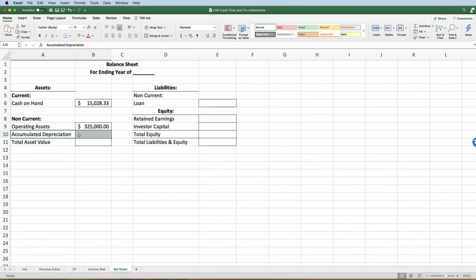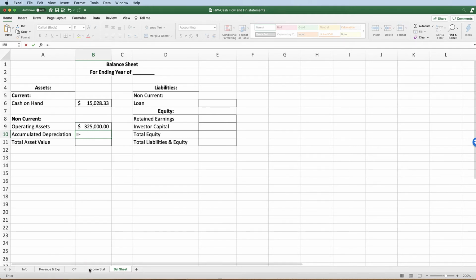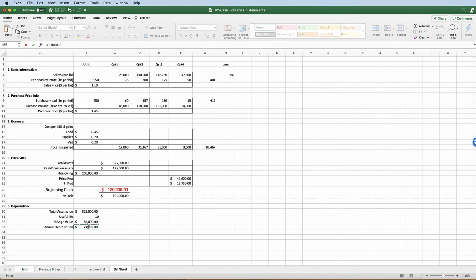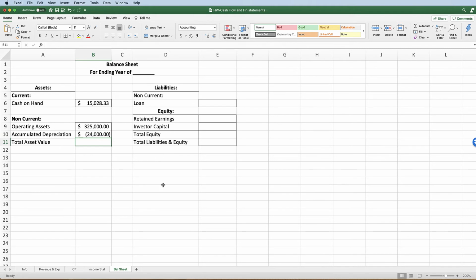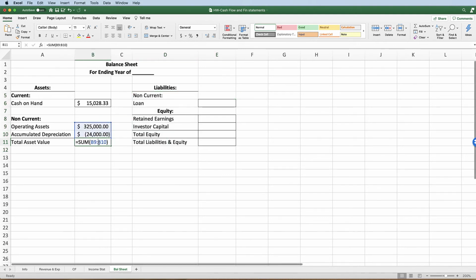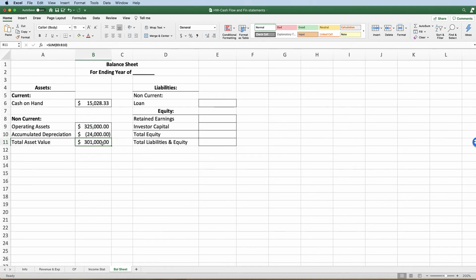Accumulated depreciation is a contra asset. It's an asset value, but accumulated depreciation is always negative. So I'm going to press equals, put a negative in front of it, and then go over to the revenue and expense sheet or the info and grab depreciation, and that's how much it is. So actually, with assets, we started out with $325, but after you operate a year, you only have $301. That's that side of the balance sheet. That's what the non-current assets are worth. It actually is that stuff accumulated plus cash on hand as well. So there we go. That's what our asset values are.